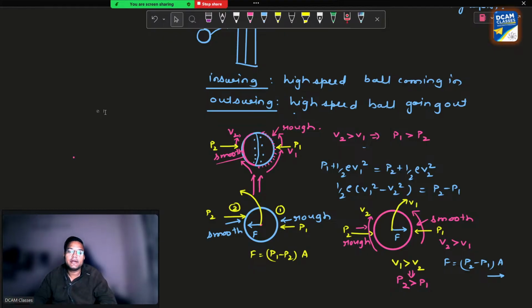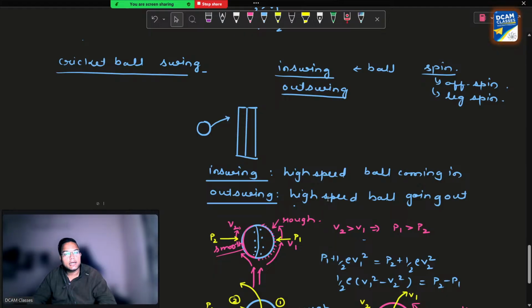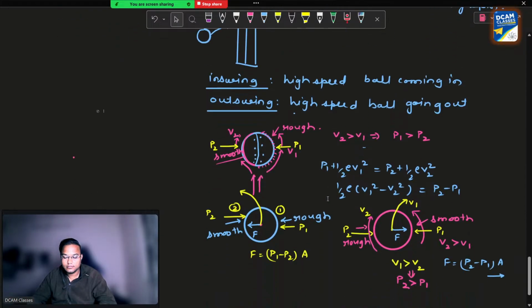But spin is a different phenomenon. Spin bowling is a different one. In the spin, the bowler rotates the ball, and when this ball bounces on the surface, due to that rotation, it tends to move left. Understood this one? Yes, sir.